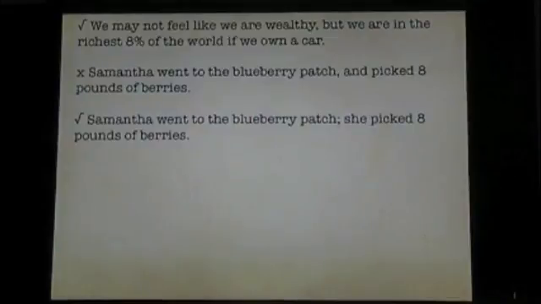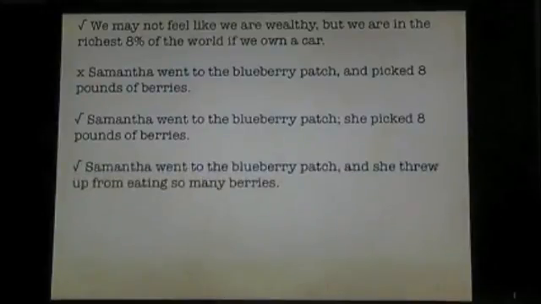Here's one that's correct. Samantha went to the blueberry patch; she picked 8 pounds of berries. This time, we have two complete sentences, and they are combined with a semicolon. Samantha went to the blueberry patch, and she threw up from eating so many berries. Here we also have two complete sentences. We've combined them with a comma and a conjunction. So this one is correct. Samantha went is your subject and verb in the first half. She threw up is subject and verb from the second half.